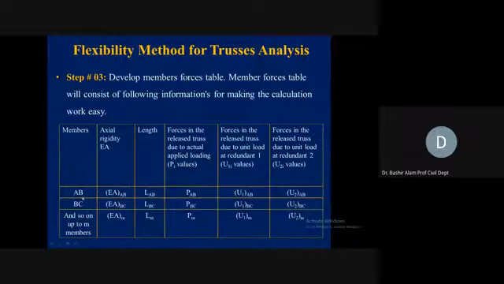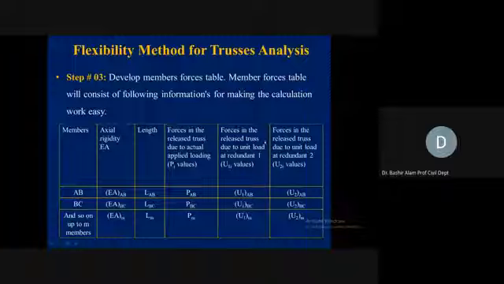First, we write the members. Let's say AB, BC, CD, and these are the members. Axial rigidity, EA, we write for each member in front of that in the row. Then length for AB, for BC, and so on. Forces in the released structure due to actual applied load: so P values, P for member AB, P for member BC. Remember, in the case of rigid jointed frames, we did capital M for AB, then capital M for BC, and then capital M for other members.